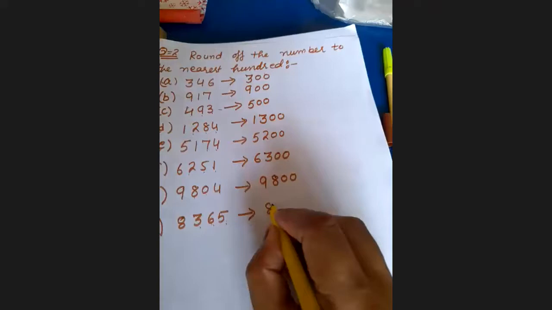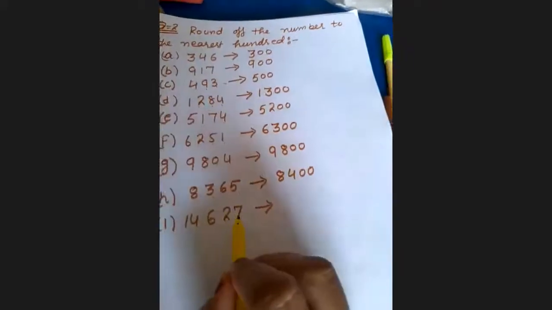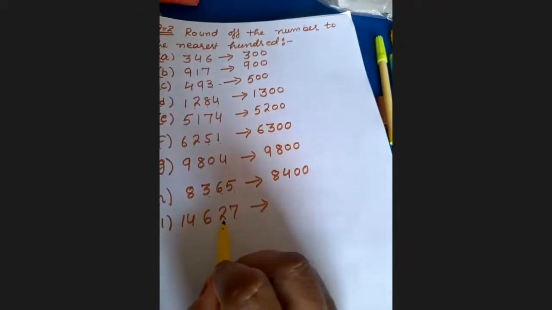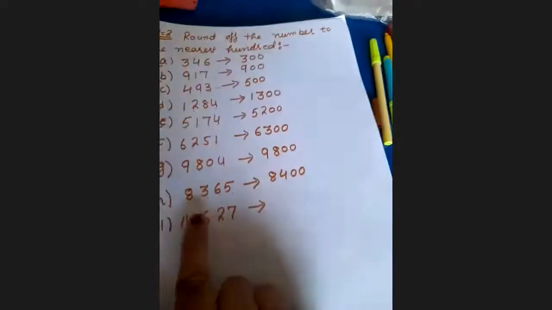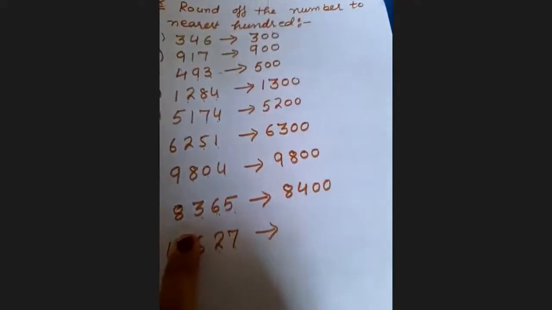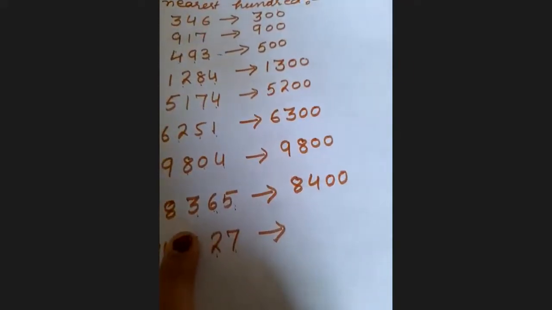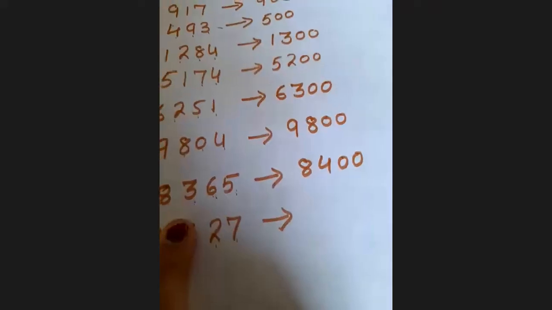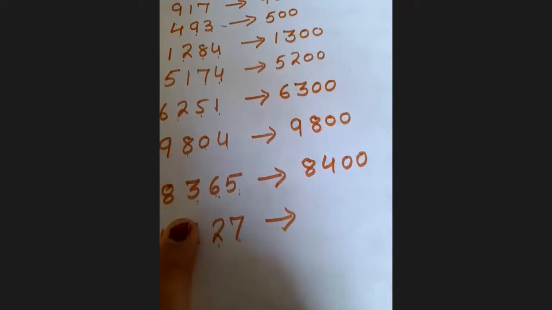The number is 14,627. Now ones, tens, hundred. Now put your finger at 100, please, and observe the next number. Next number is 2, and 2 is less than 5. So the nearest value will be 14,600.